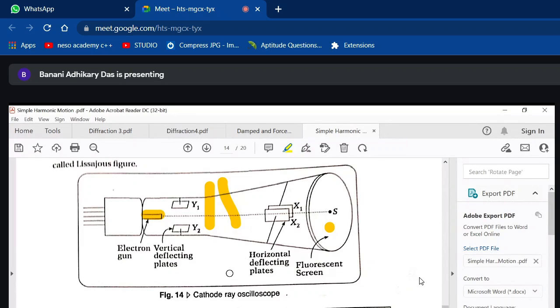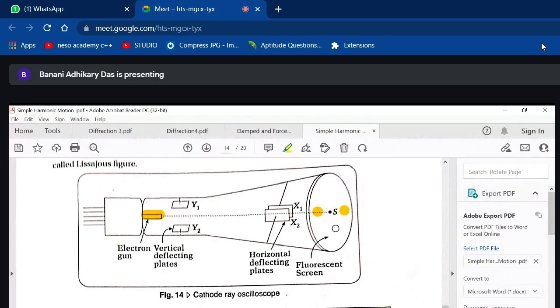Now instead of putting the signal across Y1 and Y2, you give it exclusively along X1 and X2. These are known as horizontal deflecting plates. If you put it across X1 and X2, the spot, instead of falling here, gets deflected. And if you change the polarity of the voltage applied across X1 and X2, then the spot comes here. All right, so this is what happens.